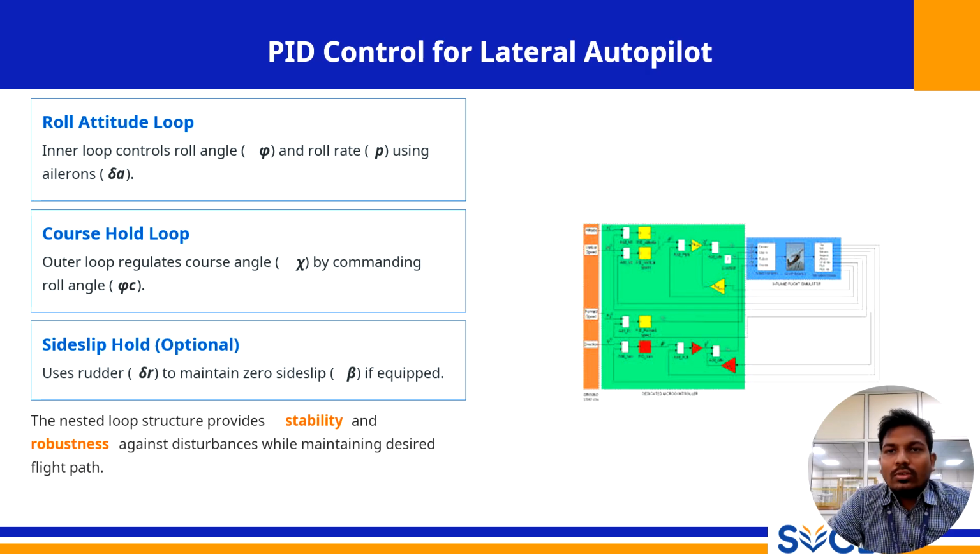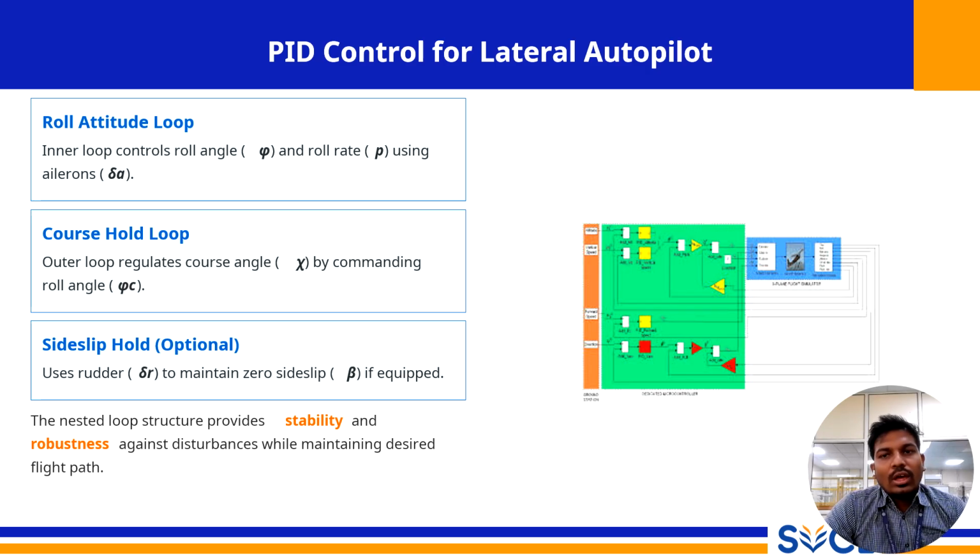Now that we have introduced the design philosophy of successive loop closure, let's look at a concrete example of how it is implemented. This slide details the structure of a typical PID lateral autopilot, which is responsible for controlling the MAV's roll and yaw motion to follow a specific path. The architecture is built around a fast inner loop and a slower outer loop.